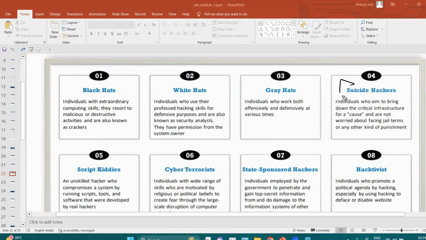Then we have suicide hackers. Suicide hackers are someone who just applies any kind of attack. They bring down any critical infrastructure without worrying about the consequences of that particular attack or activity. For example, they are not worried about facing any jail terms or any other punishment. That is why they are known as suicide hackers.